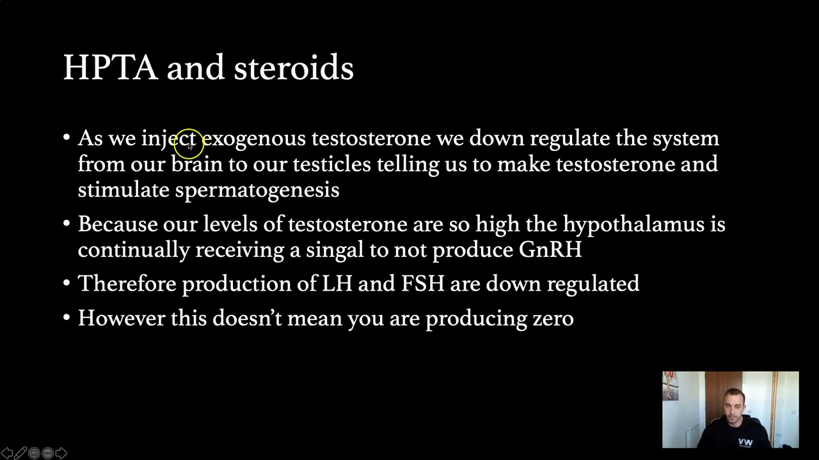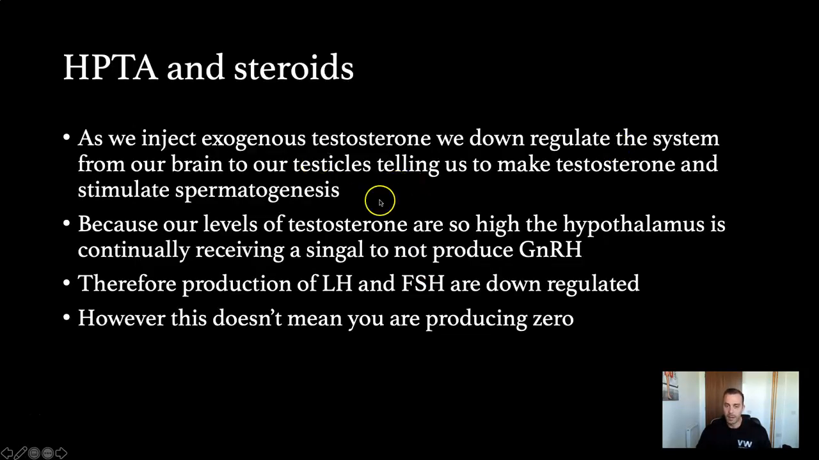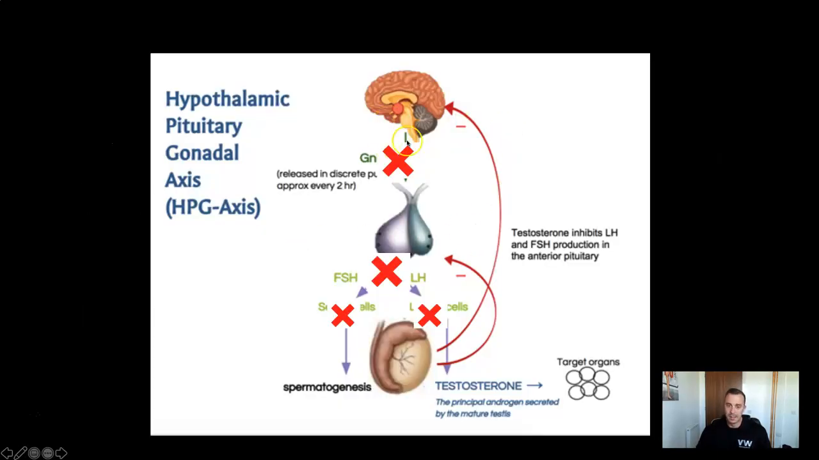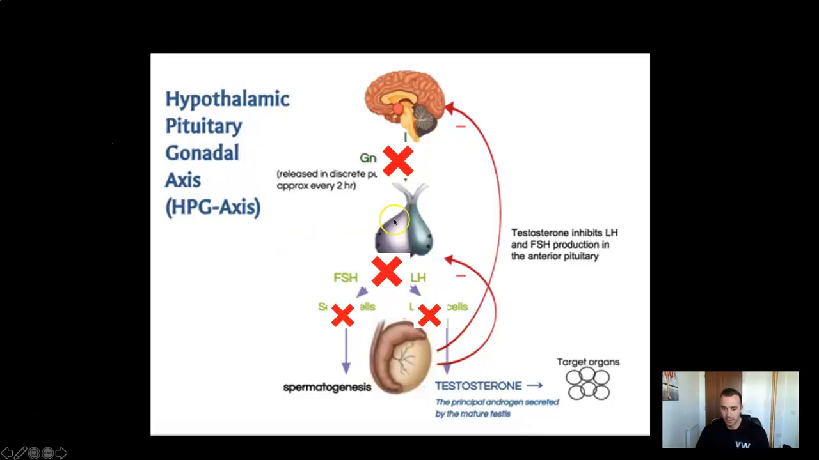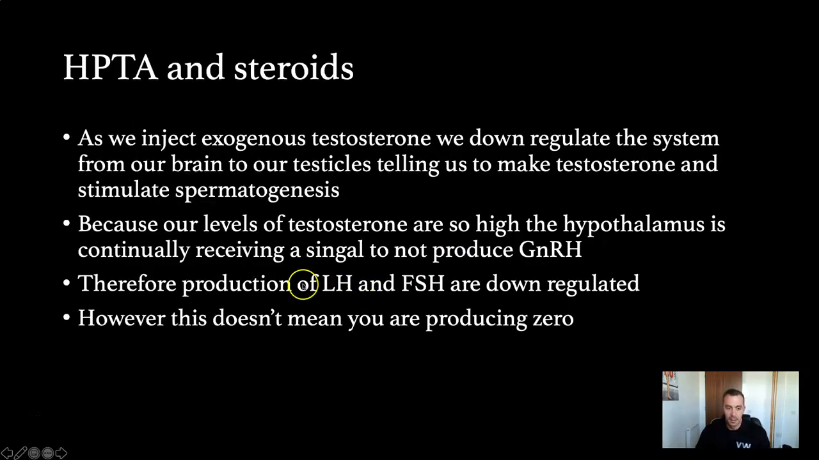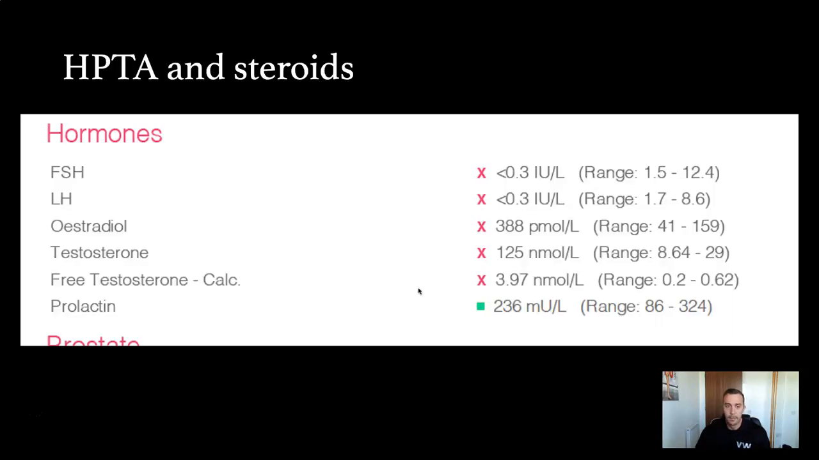So the HPA axis and steroids: as we inject testosterone, we down-regulate this whole system. From our brain, our testicles tell us to make testosterone and stimulate spermatogenesis. But because levels of testosterone are so high, the hypothalamus is continually receiving the signal saying do not produce that. As I said, the production of FSH and LH is down-regulated. However, it doesn't mean that you're producing zero FSH and LH. It'll just be that you're producing a small amount.